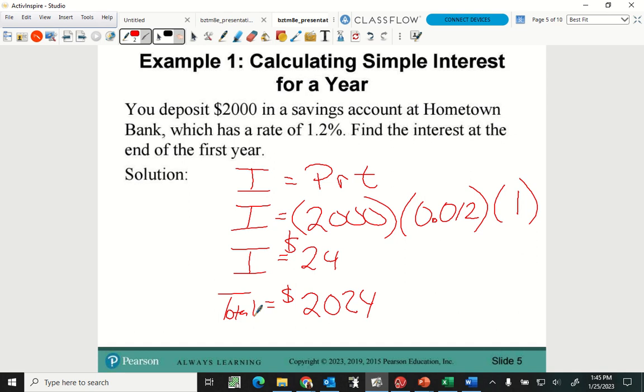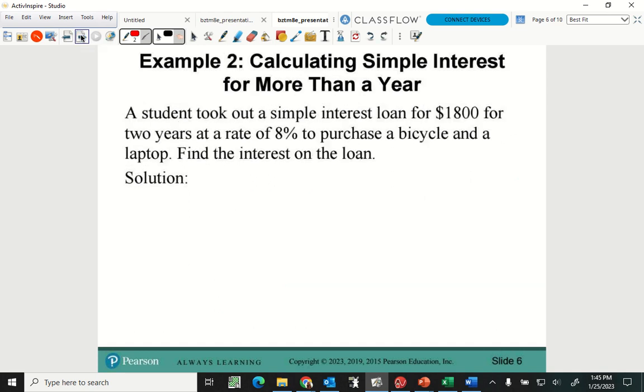Okay, good. All right, this question now. A student takes out a simple interest loan for $1,800 for 2 years at a rate of 8% to purchase a bicycle and a laptop. Find the interest on the loan. I equals PRT.